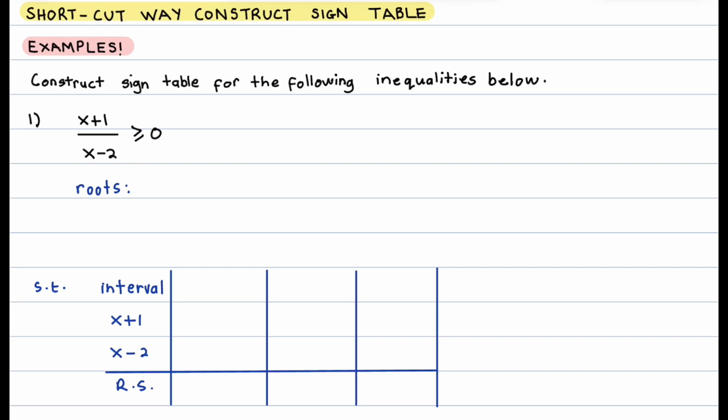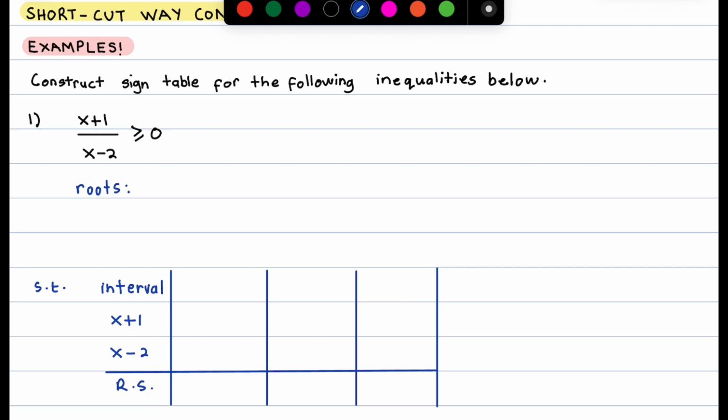So first step is that you need to find your roots. So roots for all the factors. So you have two factors, x plus 1 and x minus 2. So the roots are: x plus 1, you equate to 0, then you're going to get x equals negative 1. Another one would be x minus 2 equals 0, so x equals 2. And then you write your interval as such.